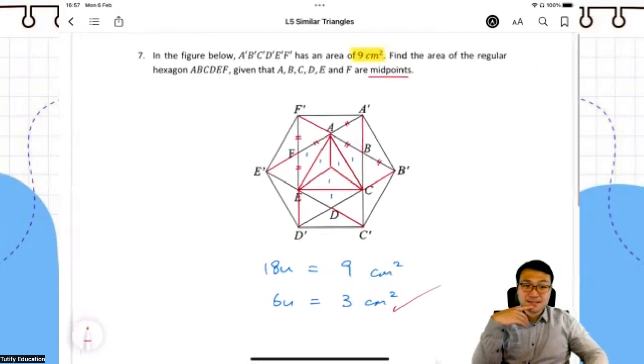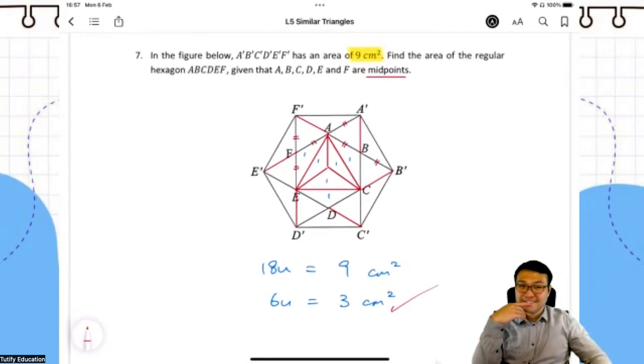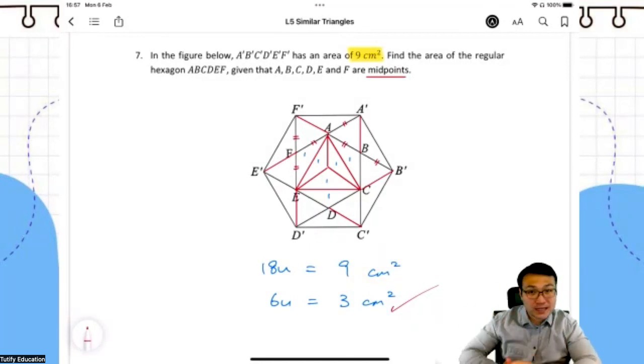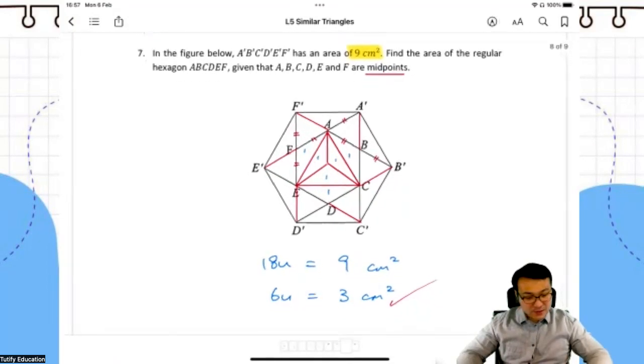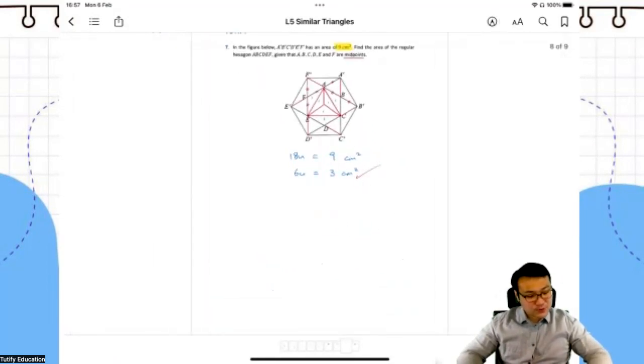Anyone has questions? Yeah, I know this really tests your visualization skills, students. Okay, you need to get used to the idea that sometimes you need to create your own lines. Not everything is going to be spoon-fed to you by the question, right? I know it can be difficult, but no choice, you have to get used to it.